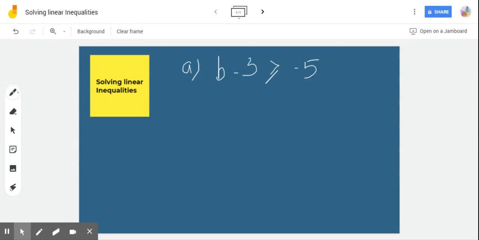Hi everyone. So today, I will teach you how to solve linear inequalities. For example, we have here b minus 3 more than or equal to negative 5. What should we do? It's the same as linear equation. So b more than or equal to negative 5.